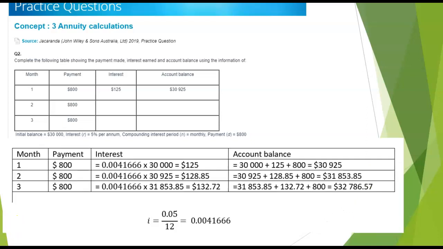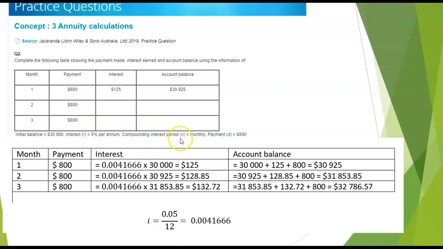Question 2. So this is an extended response question, so you'll have to mark this when you submit for marking. It says complete the following table showing payment made, interest earned, and the balance after each period. Okay, so here's my payment of $800. My interest is, here we have R is 5% per annum, compounding monthly.